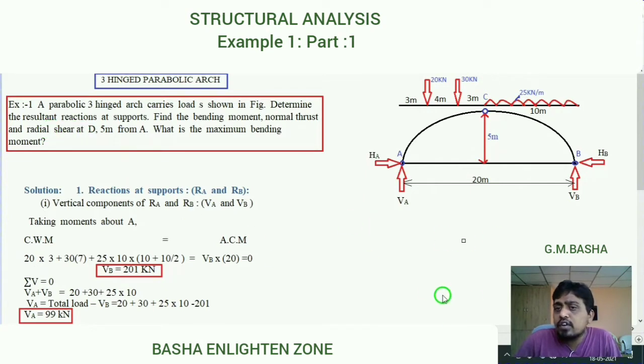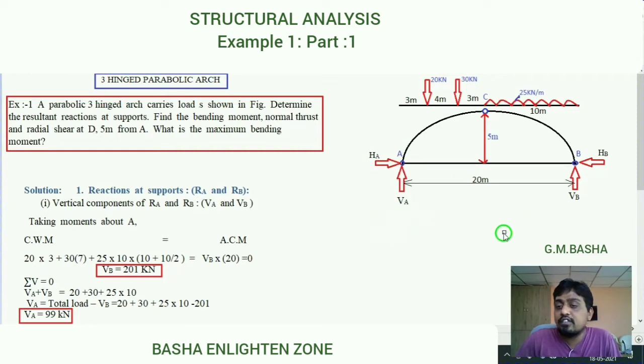What is the formula for the resultant reactions? The resultant reaction is equal to the square root of the horizontal reaction squared plus the vertical reaction squared. If you want to find the resultant reactions, we first have to find the vertical and horizontal reactions at the supports based on the given loads. For that purpose I am finding the vertical reactions at the supports.